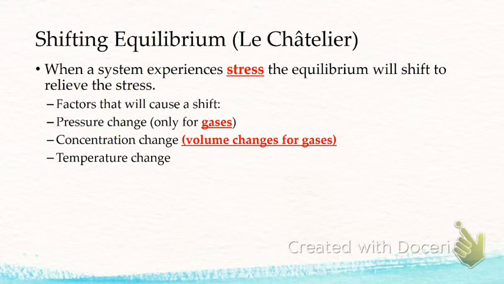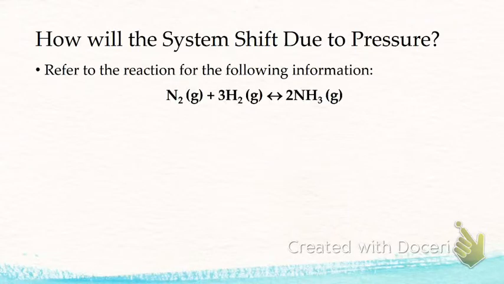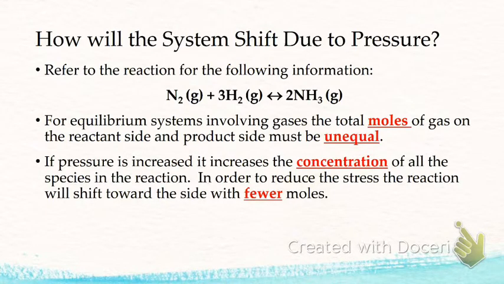Okay? All right. How will the system shift due to pressure changes? So if we're looking at this particular equation, we see that they have unequal moles on each side. The reactant side has 4 moles of gas. The product side has 2 moles of gas. That is very important when we're looking at pressure changes, because it's going to either shift toward the side with fewer moles or toward the side with more moles, depending on what you're doing to the pressure. If it's an equal number of moles, let's say I had 2 moles on both sides, reactants and products, there would be no shift. But if it's unequal, if I increase the pressure, I'm basically increasing the concentration. So it would shift toward the side with fewer moles.